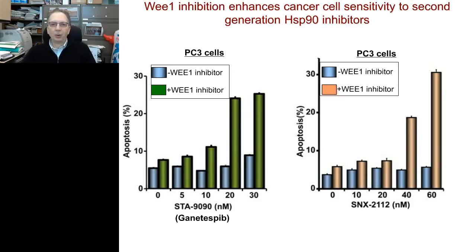This is also true for the newer synthetic HSP90 inhibitors. We're showing in PC3 cells here that 2 of these drugs, STA9090 or ganetespib, and SNX2112, also demonstrate synergistic apoptosis when combined with low-dose WEE1 inhibitor, which in itself is not apoptotic.